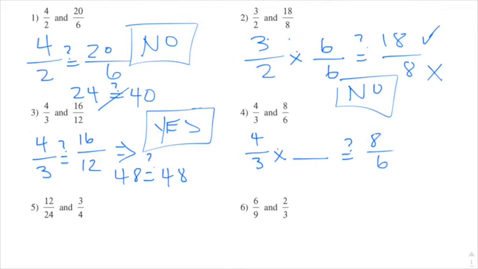So 4 times what gives us 8? 2, since we put 2 on top, we have to put 2 on the bottom. 4 times 2 is 8, 3 times 2 is 6. Those both check out. So number 4 is yes, those are proportional.